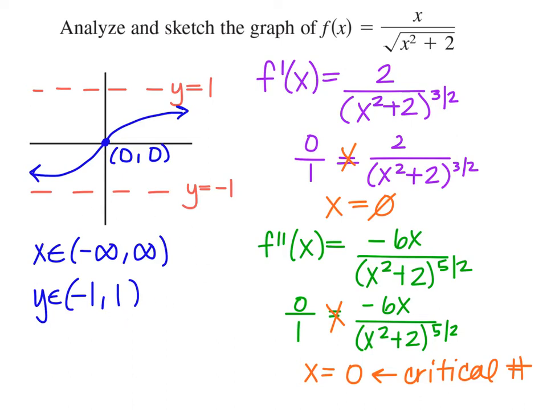So the next thing I'm going to do is take the derivative, set that equal to 0. So I do that, and there's no number for x there because 2 equals 0 is not a thing.